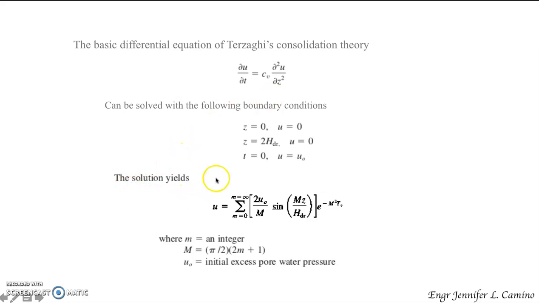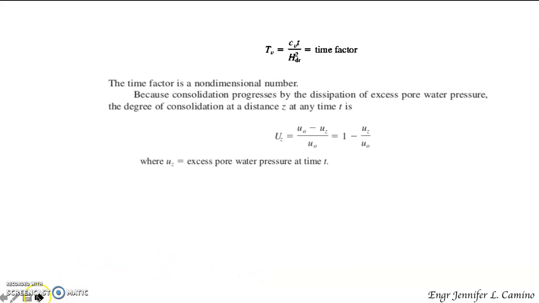So basically the solution yields, if we apply the boundary conditions, our u would be equivalent to this expression. Small m is an integer, capital M is equal to this expression, and u sub o is the initial excess pore water pressure. And the time factor now is equivalent to this equation. The time factor is a non-dimensional number.